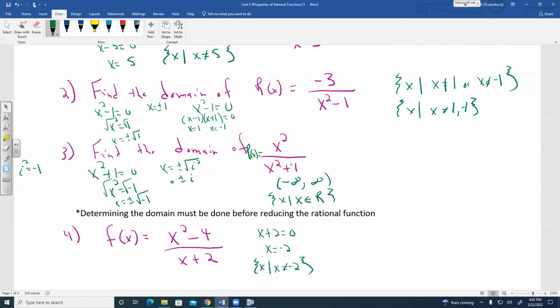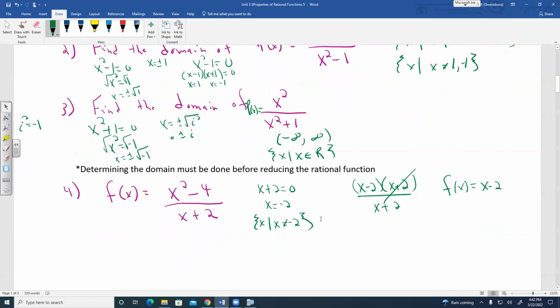Now, keep in mind, this actually does simplify down because the numerator is factorable. That would be x minus 2 times x plus 2 on the top over x plus 2. So notice that the function actually simplifies down to f of x equals x minus 2. But this function does have a domain restriction. I cannot choose -2 for the x value. So we have to do the domain restriction before we do any reducing.